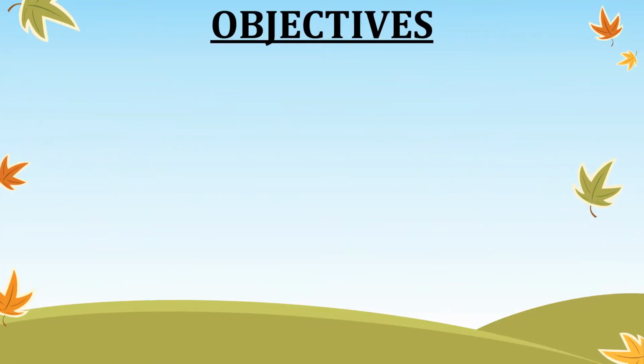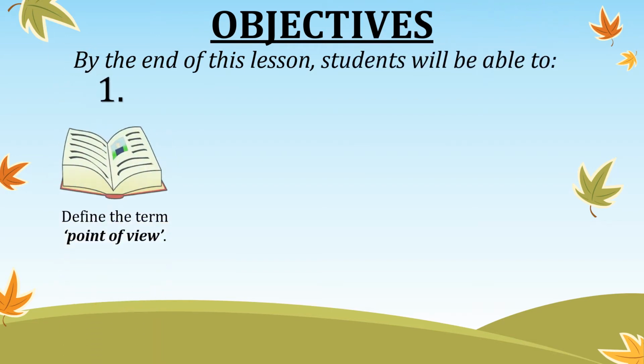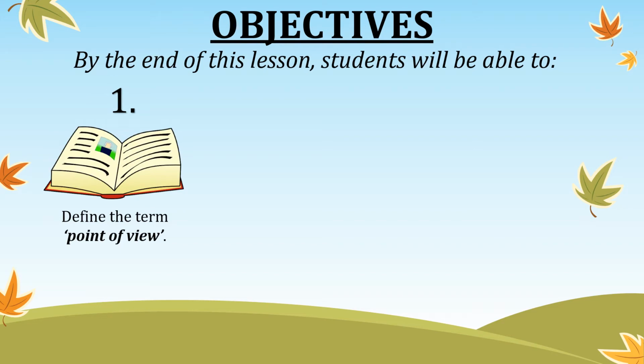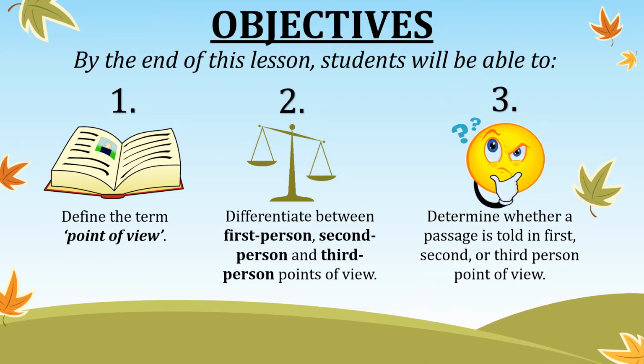Here are our objectives for today. By the end of this lesson, you will be able to: Number 1, define the term point of view. Number 2, differentiate between first person, second person, and third person points of view. And number 3, determine whether a passage is told in first, second, or third person point of view. Let's begin.